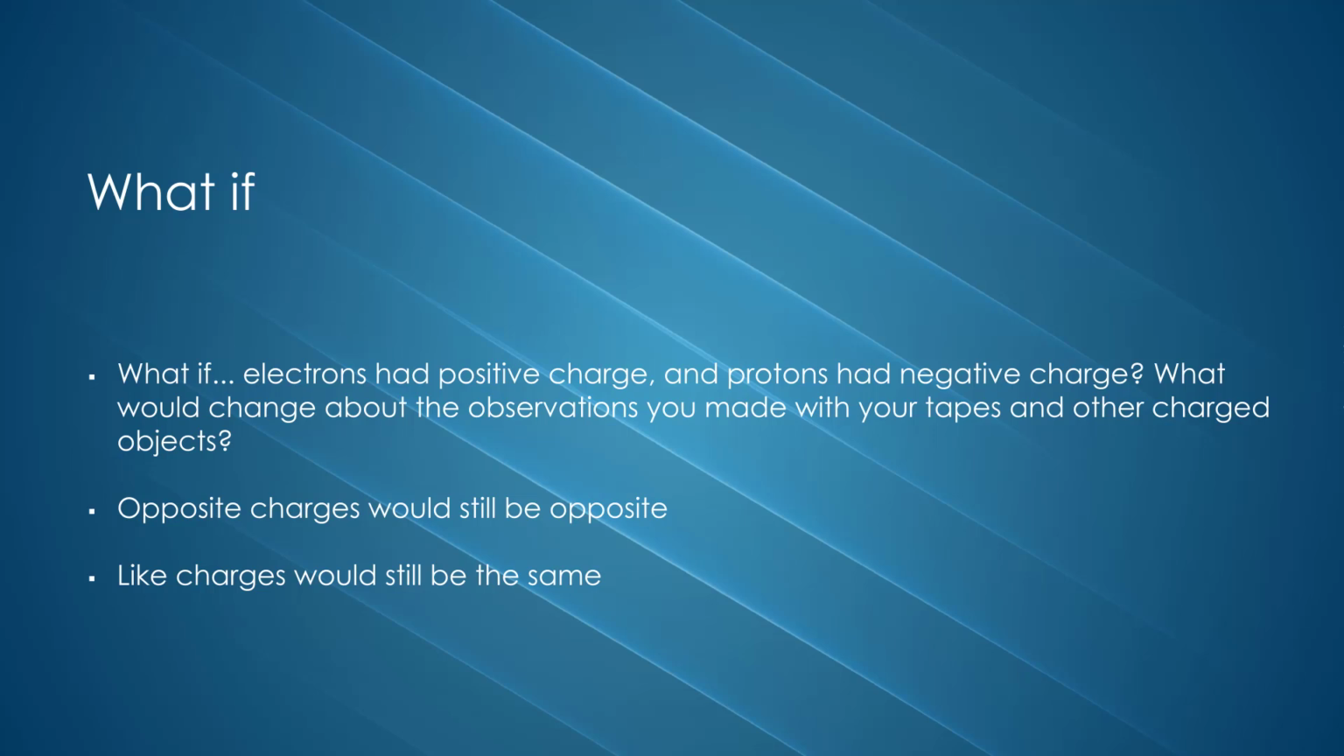What if electrons had positive charge and protons had negative charge? Well, in our experiment, we found that our charged piece of tape had a positive charge because it was attracted to a negatively charged pen. Now, if everything was flipped, none of our observed interactions would change because the opposite charges would still be opposite and attract, and the like charges would still be like charges and repel.